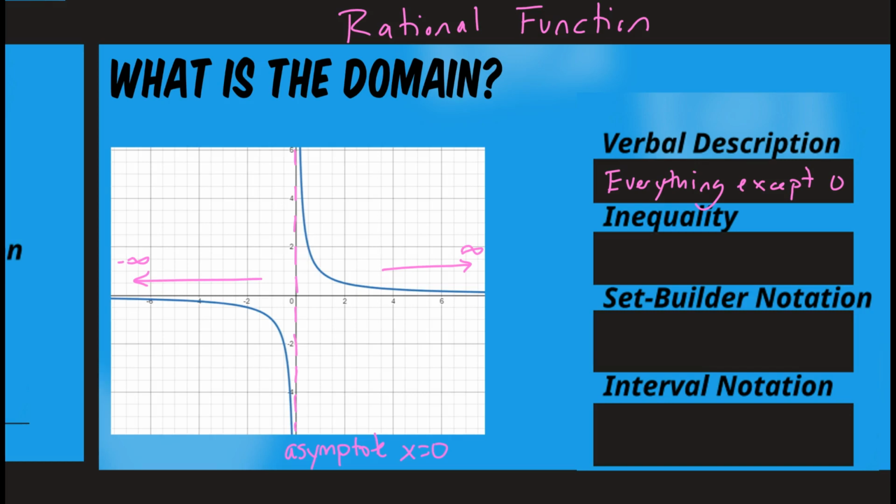So inequality notation, this would be x is bigger than 0 and x is less than 0, but x is not equal to 0. Set builder notation, remember set squiggly, so you do squiggly bracket, x such that x is not equal to 0, and squiggly bracket.